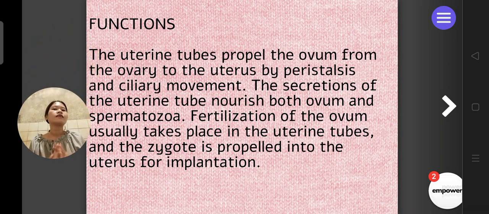So, here are the functions of the uterine tubes. They propel the ovum from the ovary to the uterus by peristalsis and ciliary movement, and the secretion of the uterine tube nourishes both ovum and spermatozoa. Fertilization of the ovum usually takes place in the uterine tubes, and the zygote is propelled into the uterus for implantation.